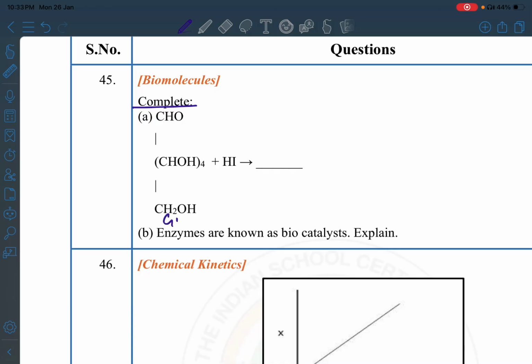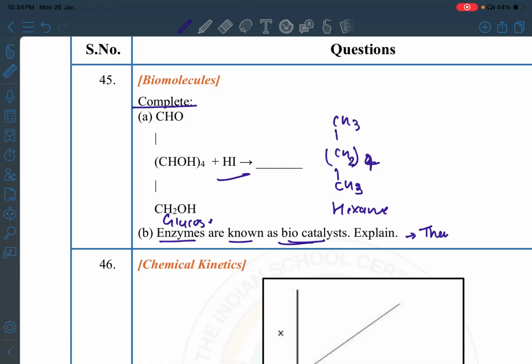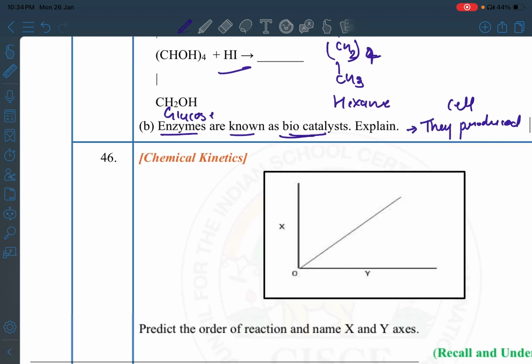Okay, so this is glucose, and glucose reacts with HI and gives hexane. HI is a good reducing agent. It will reduce all the groups and convert it into normal hexane. Now, enzymes are known as biocatalysts. Why? Because they are produced in the cell and catalyze reactions involving living things. So they are called biocatalysts.